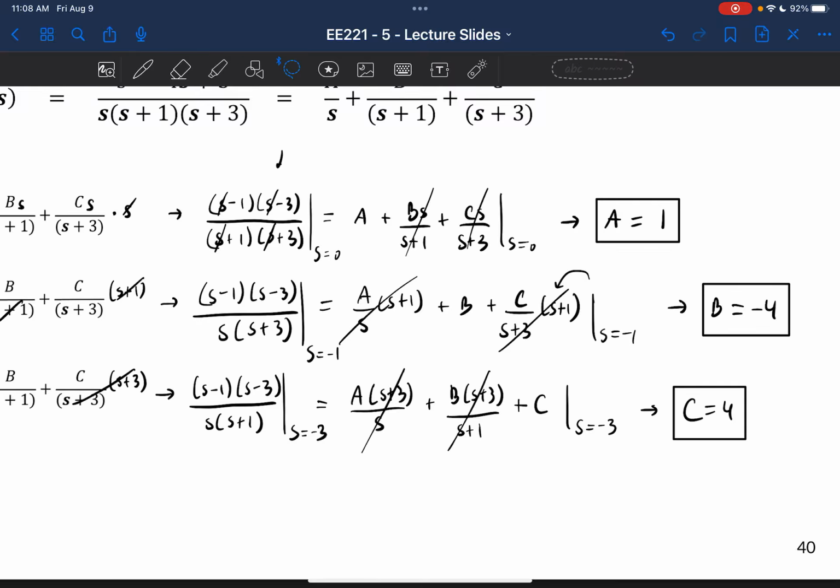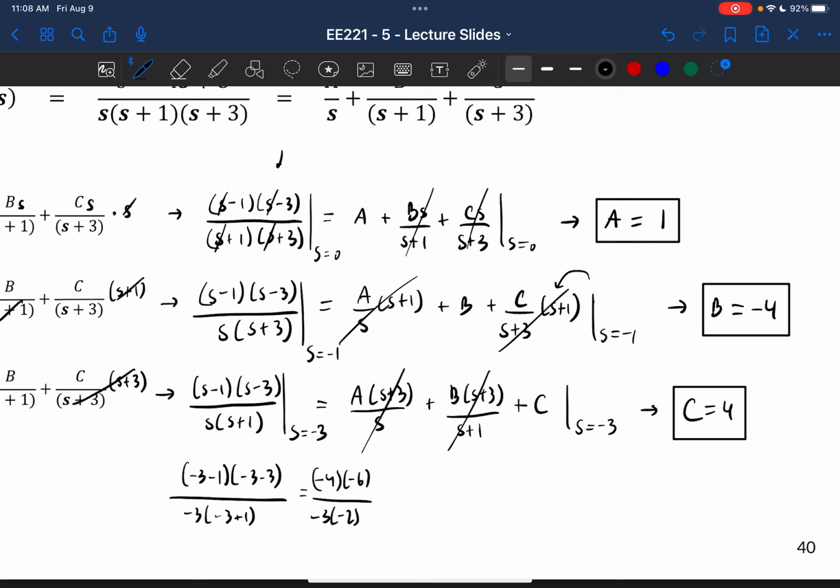Hopefully everyone is clear. I know I'm doing this all in my head, but basically what I just did is I said, okay, I'm plugging in negative 3 for s everywhere. Negative 3 times negative 3 plus 1, and I just determined negative 3 minus 1 is negative 4. Negative 3 minus 3 is negative 6, so that gives me 24. And I get negative 3 times negative 2 on the bottom. That gives me negative 24 over negative 6, which gives me 4. That's how I've been doing this whole time.